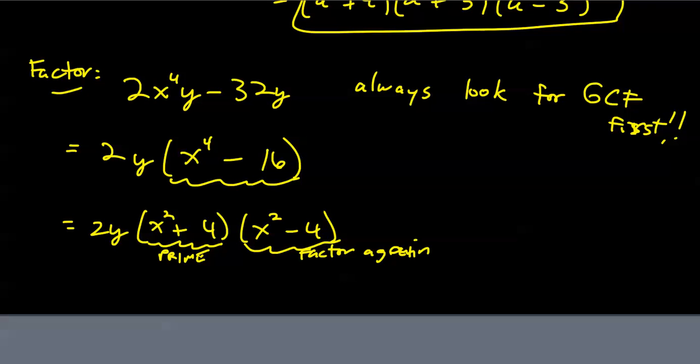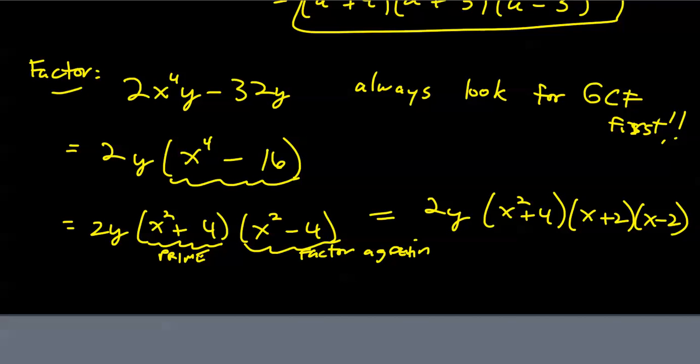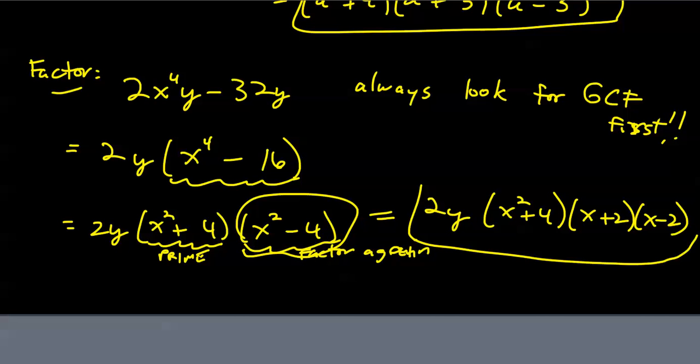X squared minus 4 breaks down again, does it not? So I'll have 2y times x squared plus 4 times x plus 2 times x minus 2, factoring that final difference of squares factor here. There's my final answer. 2y times x squared plus 4 times x plus 2 times x minus 2.